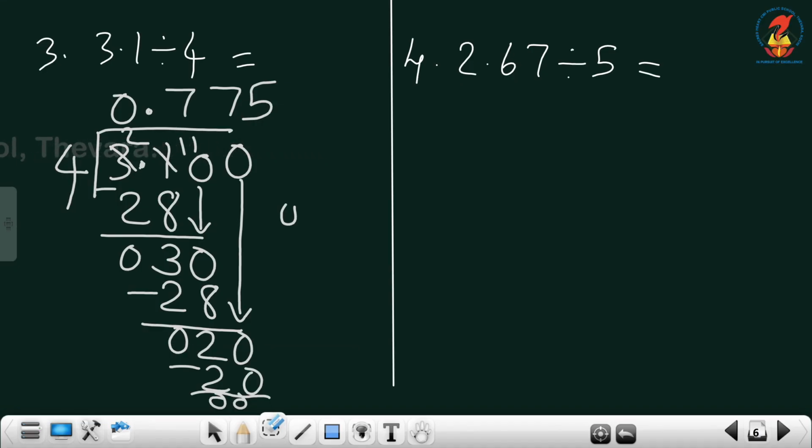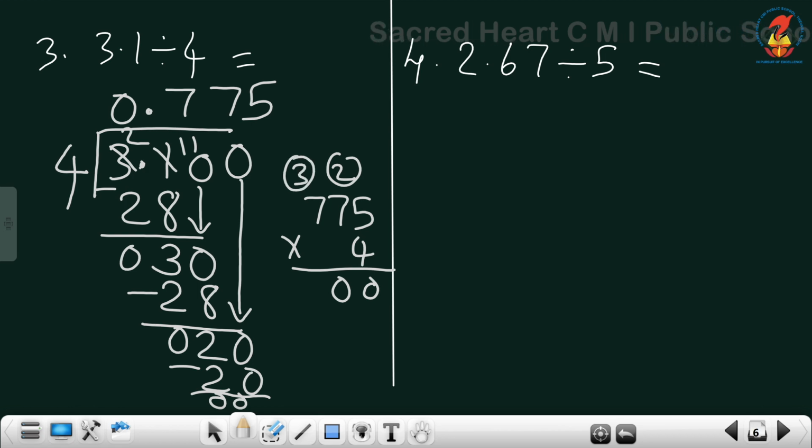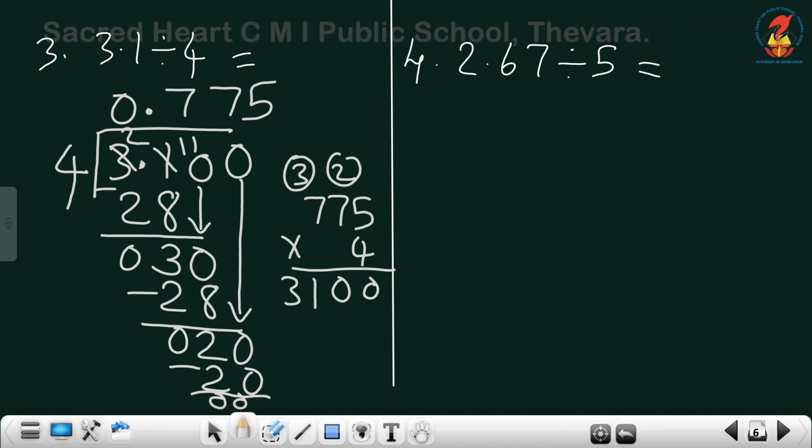0.775. See, I have told you, for the multiplication we need not consider the decimal point. You can write it as a whole number. After that, 775 into 4 only. 4 5s are 20. 7 4s are 28 plus 2 is 30, and 3 is here. 7 4s are 28 plus 3 equals 31.